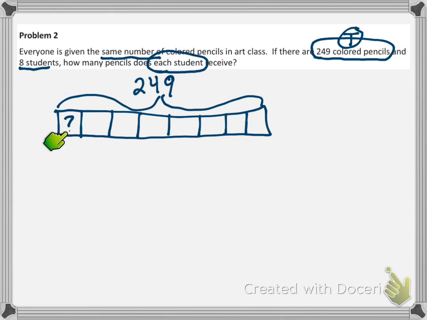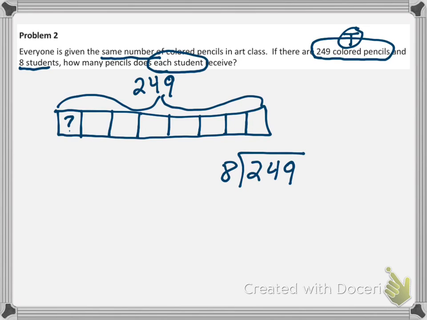So this student is going to get an amount, this student, they're all going to get the same amount in these boxes, because each one of these boxes represents a student. And they all equal 249 pencils. So we are going to divide. We got our total. We have the amount for each student. We know we have 8 students, so let's figure this out with division. So 249 is in the house, and we're dividing by 8.